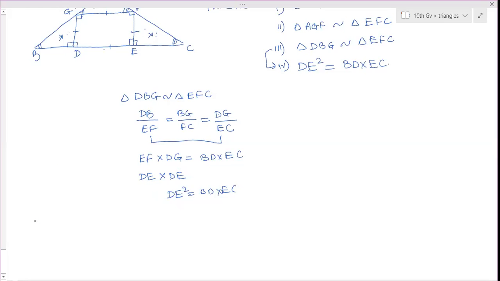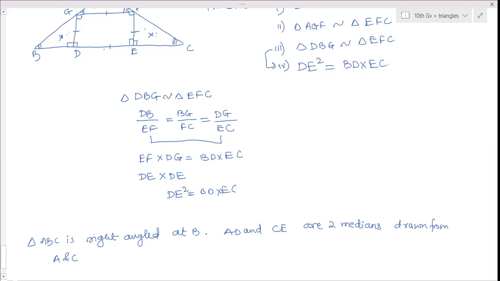Triangle ABC is a right triangle. Write only questions and then solve at home. Right angled at B. AD and CE are two medians drawn from A and C respectively. If AC is equal to 5 centimeter, AD is equal to 3 root 5 by 2 centimeter, find CE. Find length of CE.